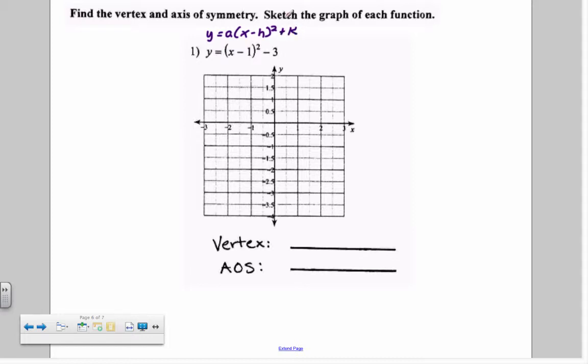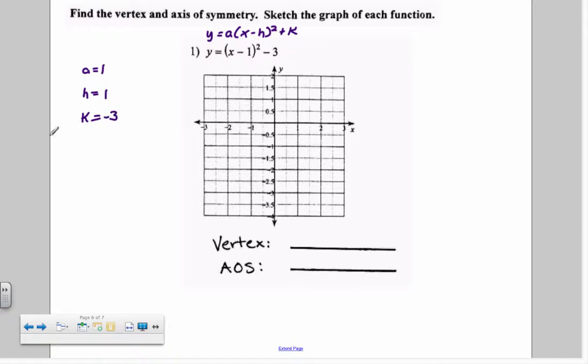So if we can identify our h and k, we can figure out what the vertex is, we can figure out what the axis of symmetry is, and we can go ahead and graph. So let's go ahead and do that. Let's figure out what our a, h, and k are. My a here is the number multiplied in front. Well, that's a 1 since it's not listed here. My h is always opposite, so it is positive 1. And then my k here is going to be a negative 3.